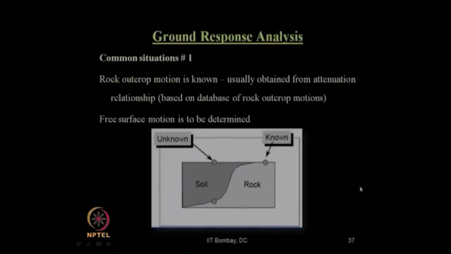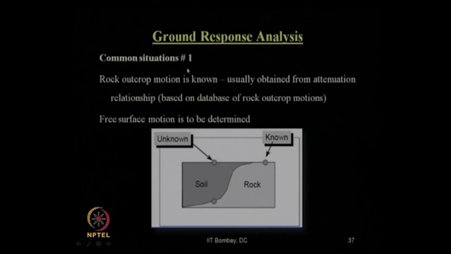So, what possibilities can arise? Let us see the common situations. Common situation number 1: first let us discuss one of the possible situations where the rock outcrop motion is known. Let us say this rock outcrop ground motion is known. How will it be known to us? Because you may have your seismograph etc. located at this place, using that you can record it. Usually it is also obtained from an attenuation relationship, based on the database of rock outcropping motion, right. So, this value may be known.